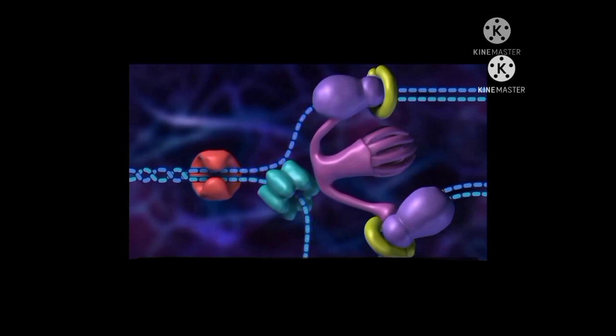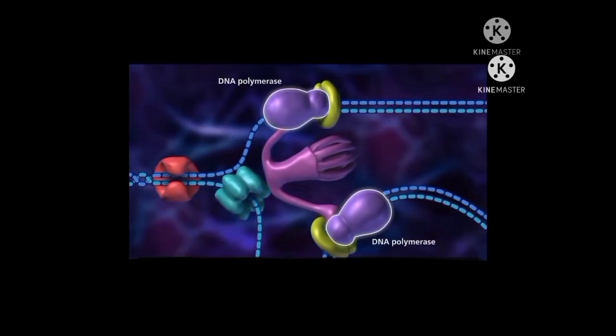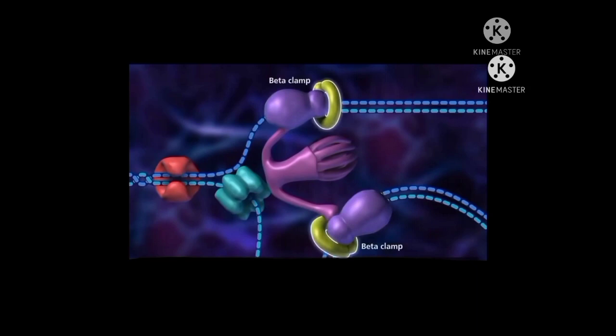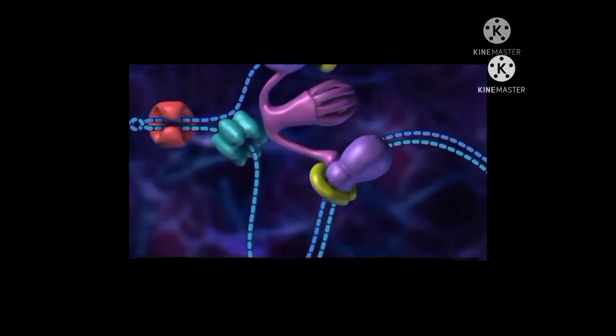An enzyme called DNA polymerase III catalyzes the addition of new nucleotides. This activity is called polymerization. Other proteins such as beta clamps and a clamp loader help hold the DNA polymerase into place.